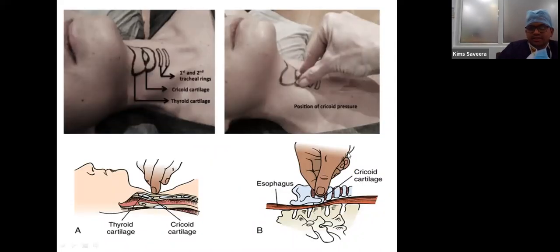This is a technique showing how to apply cricoid pressure. The main point is that the cricoid is a complete ring, so it can compress the esophagus. If you see, this is the thyroid cartilage and this is the cricoid cartilage. If you apply pressure on the cricoid cartilage, you can see the compression of the esophagus, so that it prevents any contents from coming from the esophagus to the oral cavity.